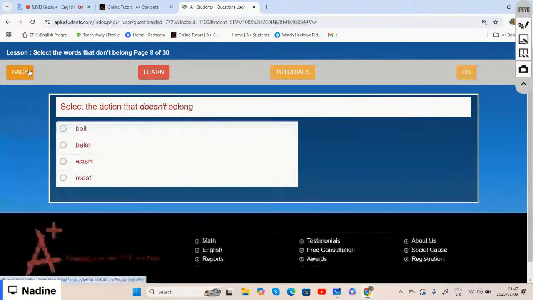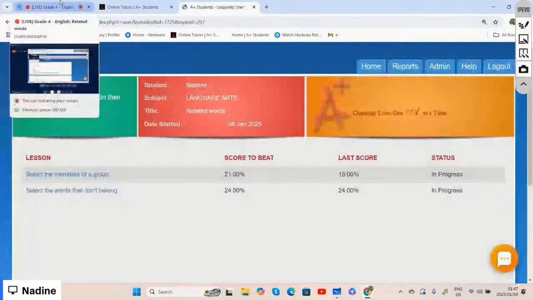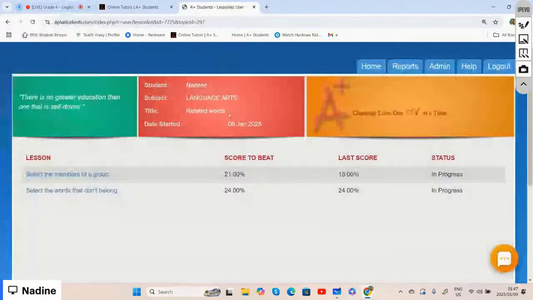All right, so this is the end of our lesson on related words. We said related words are more like your synonym words that are grouped, right? And then you have a group with certain words that are related to that group, right? And we can say that they are words that are synonyms. And we have also identified the words that do not belong, or are not related to the synonym words that we have identified under the specific group.